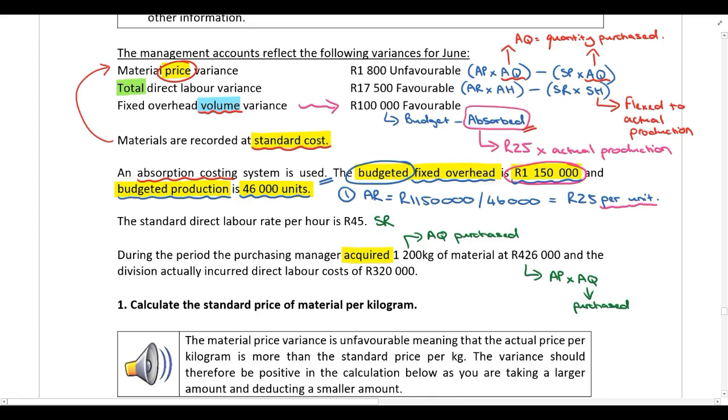And the division actually incurred direct labor costs of 320,000 Rand. So if that is the actual labor cost, that is the actual rate multiplied by the actual hours.